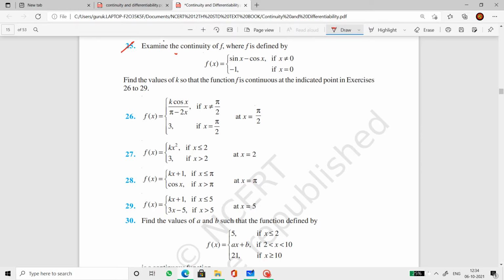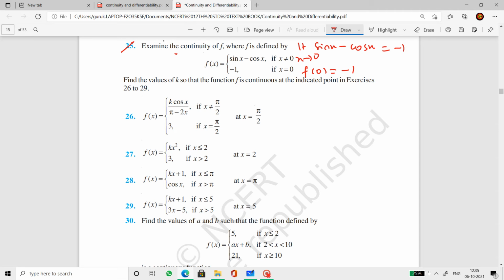25. 25 is also similar to 24, where we do method 1. So it is limit x tends to 0 of sin x minus cos x. Sin 0 is 0, cos 0 is 1. So the answer would be minus 1. And f of 0 is minus 1. So the limit at 0 is equal to f of 0. So it is continuous at 0.